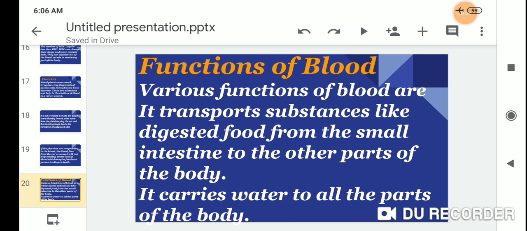Functions of blood. Various functions of blood are: it transports substances like digested food from the small intestine to other parts of the body.